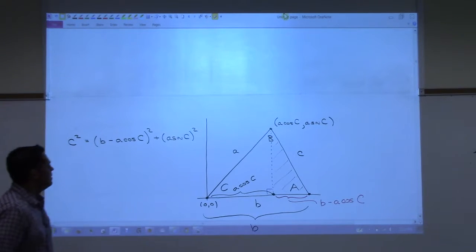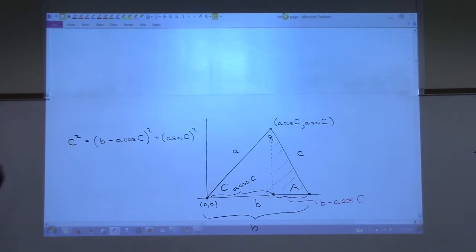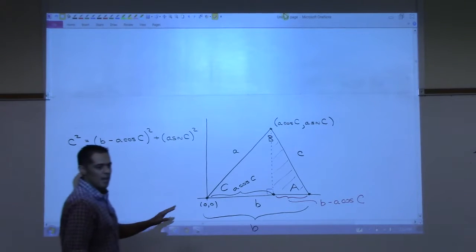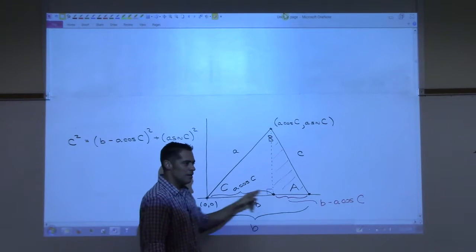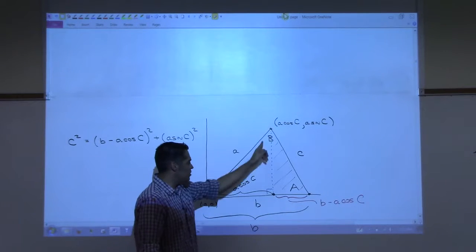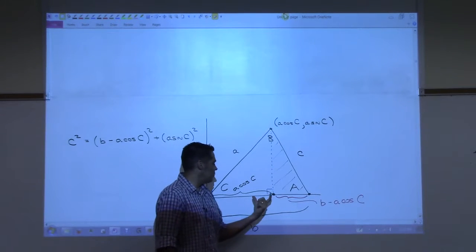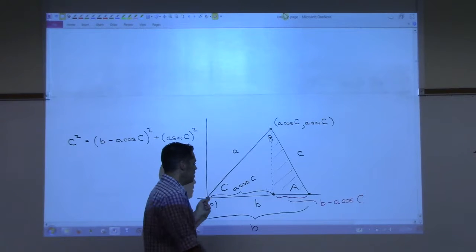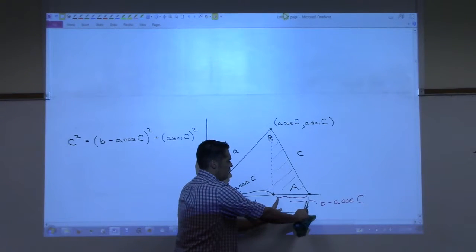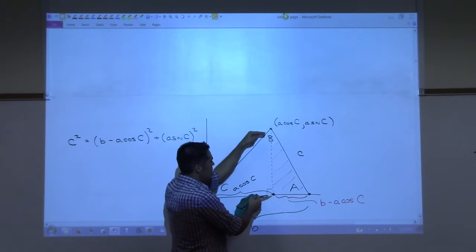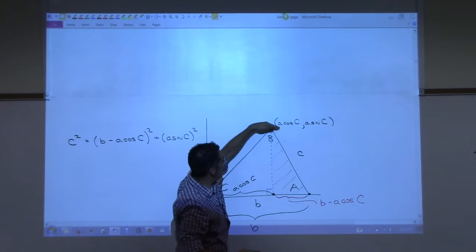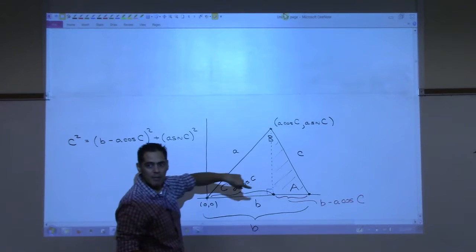Okay. Now, believe it or not, our law of cosines is going to come from this right here. But I needed to get the setup of all the sides first. I drew an arbitrary triangle. Then I found this point by dropping the perpendicular. I was able to figure out the length of this. Here's b. This is b minus a cosine c. I know that this height is a sine c. It's the y coordinate of that point. So I've got my equation.